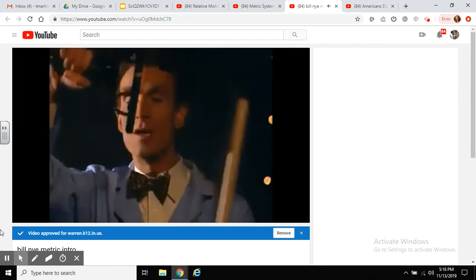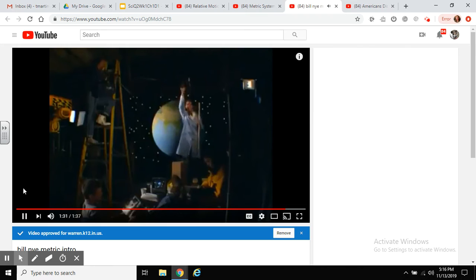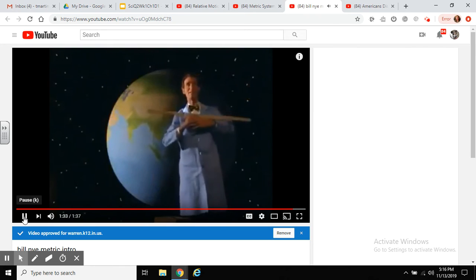This microphone is about 32 centimeters long. What? It's the metric system. It's easy. What?